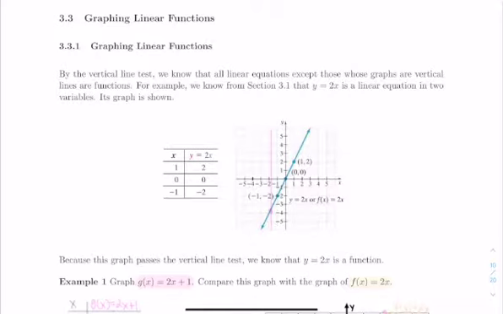Just as a reminder, the vertical line test says that if I can draw a vertical line anywhere on the graph and only hit one point, then it's a function.